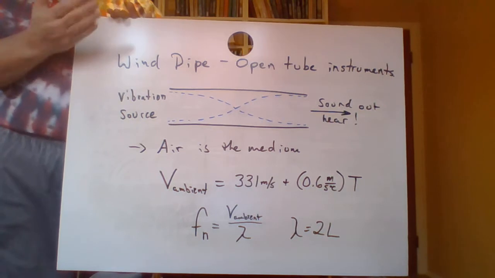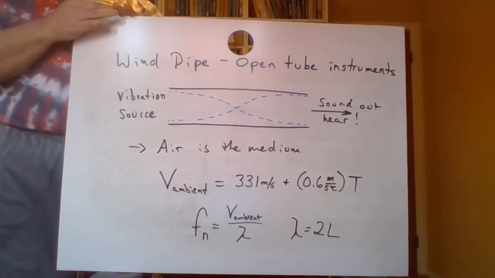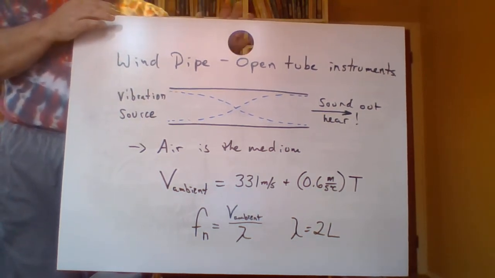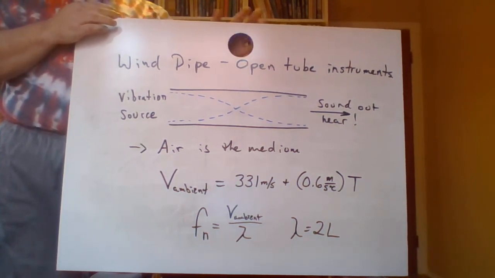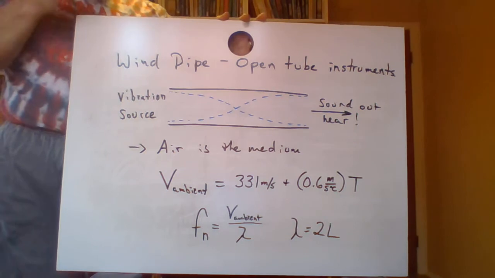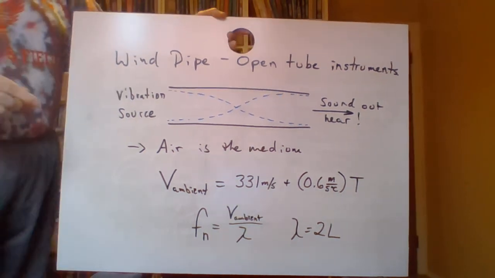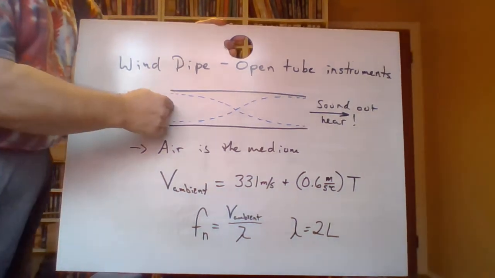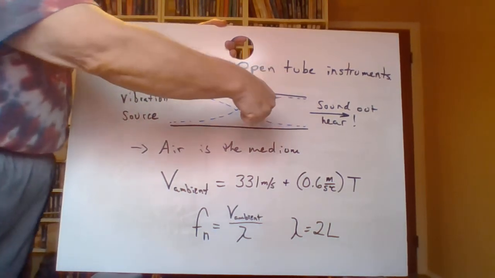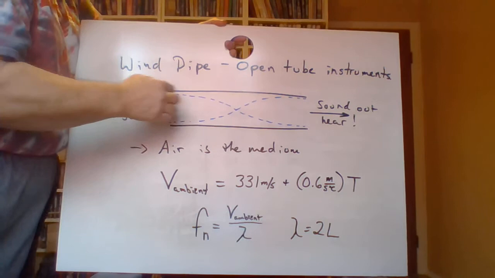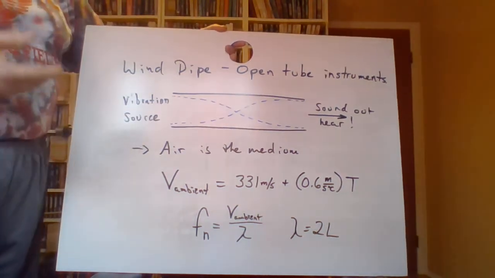Finally, I need to talk about windpipes, because windpipes use all the same way of figuring out what's happening with them. But with a windpipe, instead of the ends being where the reflection happens and the amplitude switches, the ends are open. The ends are non-rigid.